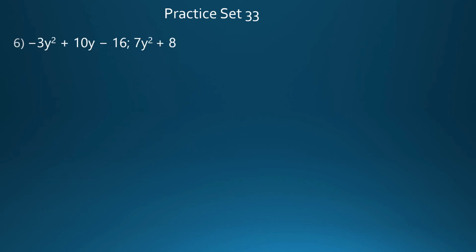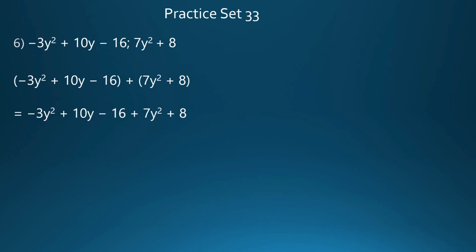Next is the sixth sum, minus 3y square plus 10y minus 16 and 7y square plus 8. So we have to add these two expressions. So next step we are going to put both the expressions in two different brackets and put an addition sign in between them. So we will have minus 3y square plus 10y minus 16 in one bracket plus 7y square plus 8 in second bracket. In the next step, we are going to open both the brackets. So we will have minus 3y square plus 10y minus 16 plus 7y square plus 8.